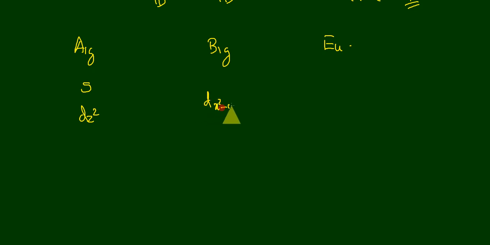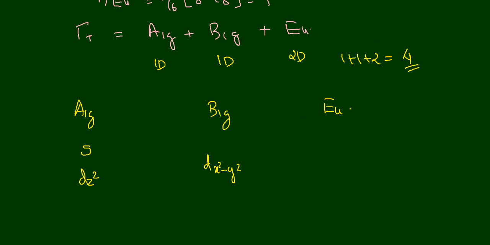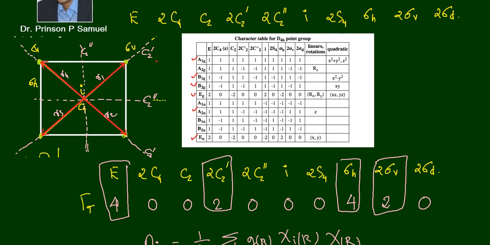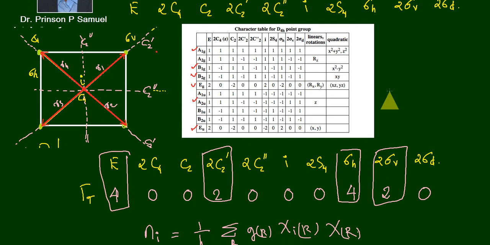Dx square minus y square. And what about Eu? There should be two orbitals corresponding to Eu, because that is a two-dimensional representation, and there will be two degenerate orbitals corresponding to Eu. And we will check what these degenerate orbitals are.